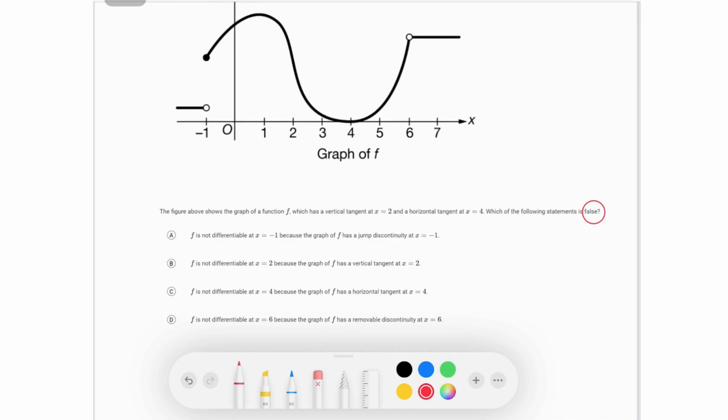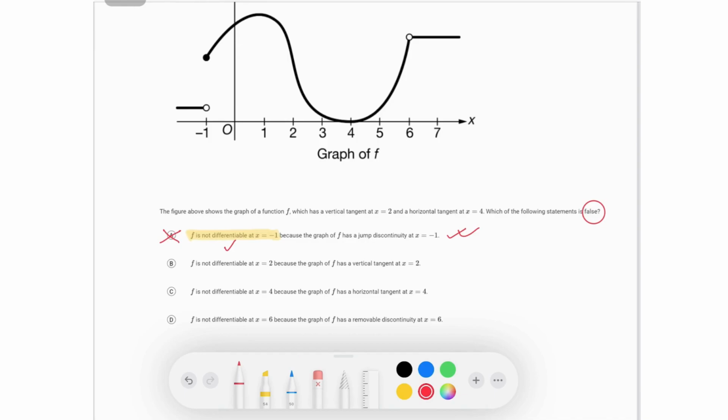So let us go one by one, from A to D. The first one says f is not differentiable at x equals -1. Well, this is correct, because of the graph of f. So this is not a false statement. It's a true statement. So A is not an answer.